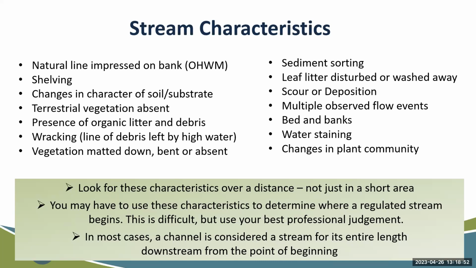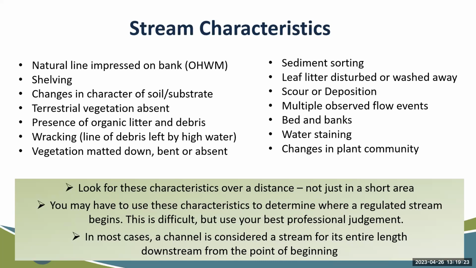Observed flow events, a bed and banks, water staining on rocks, or absence of moss and lichens that form a line on the rocks can indicate the presence of water below that, and changes in plant community from terrestrial to more aquatic plants.